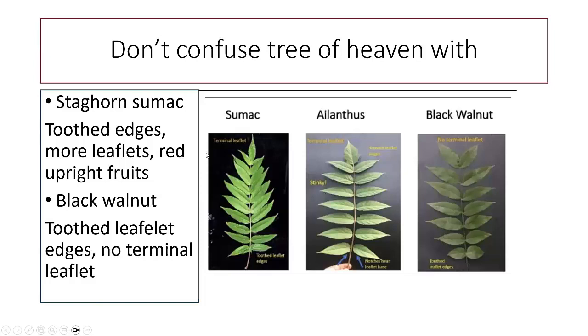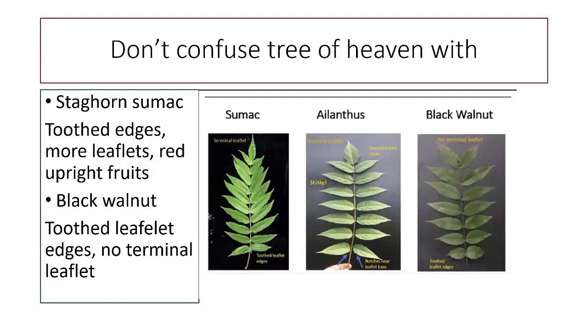One of staghorn sumac's characteristics is the red upright fruits that you find in the fall. That's very different from the racemes that you see on the Ailanthus. The other really strong distinguishing factor of Ailanthus is that if you break a stem or a leaf, it has a very strong odor. Some folks say that it smells like rancid peanut butter. So it's a stinky tree. And please don't confuse it with the sumac tree.